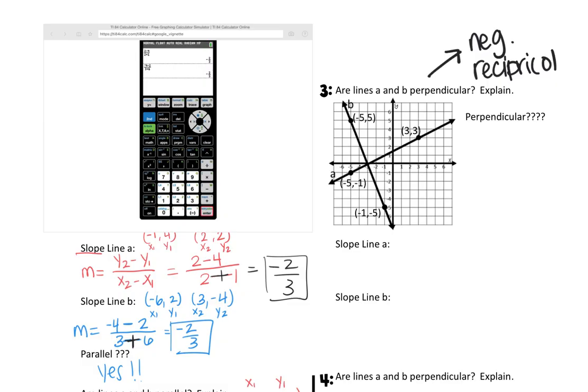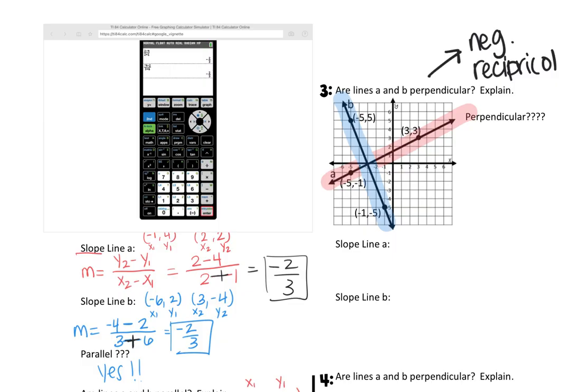So for line A, let's highlight line A. Line A right here, (-5, -1) and (3, 3). Those are the points we're dealing with. And for line B, we're dealing with points (-5, 5) and (-1, -5). So again, the question, are they perpendicular? We still need to look for both of the slopes and then compare them to see if it's a yes or a no.